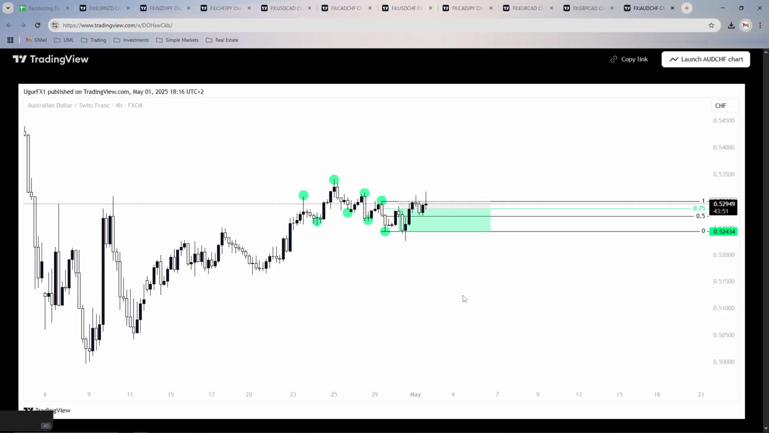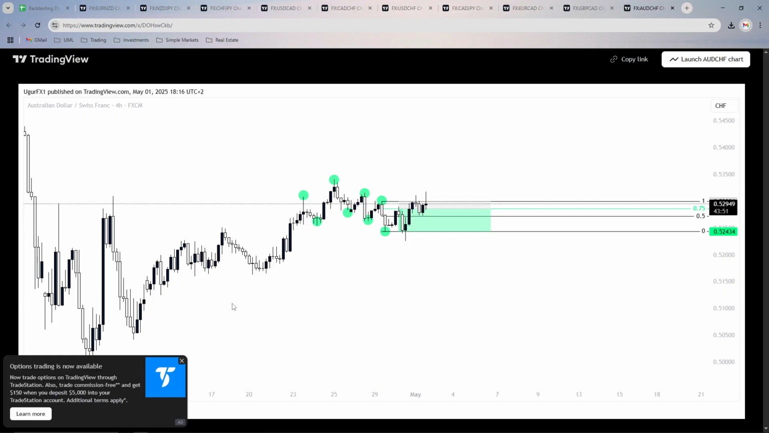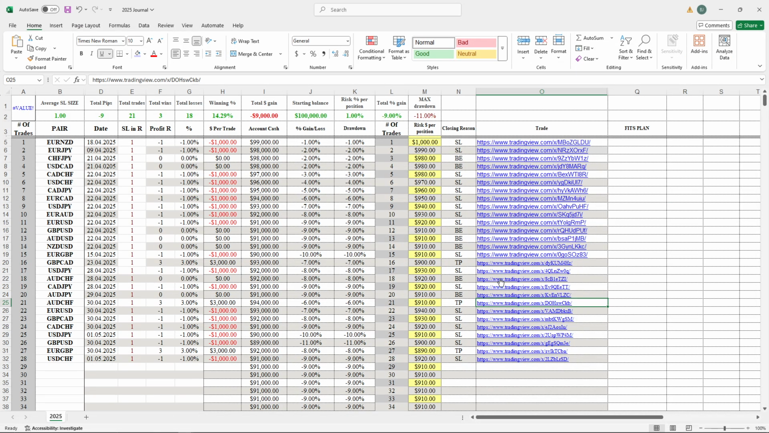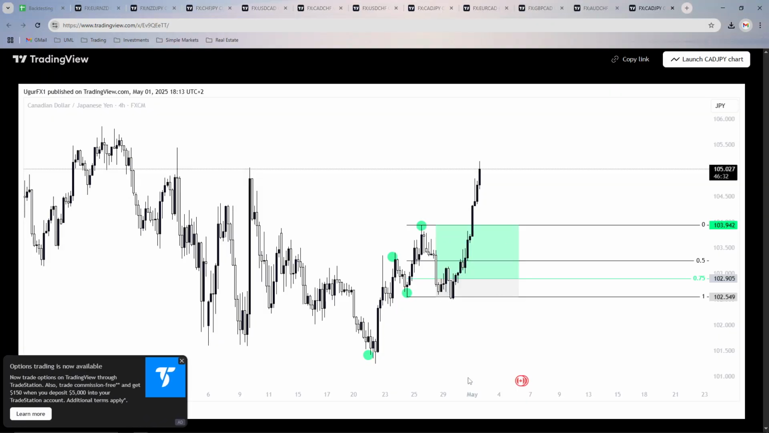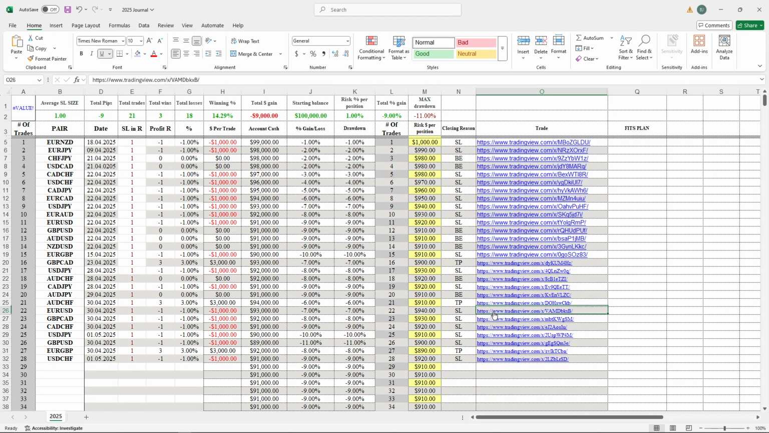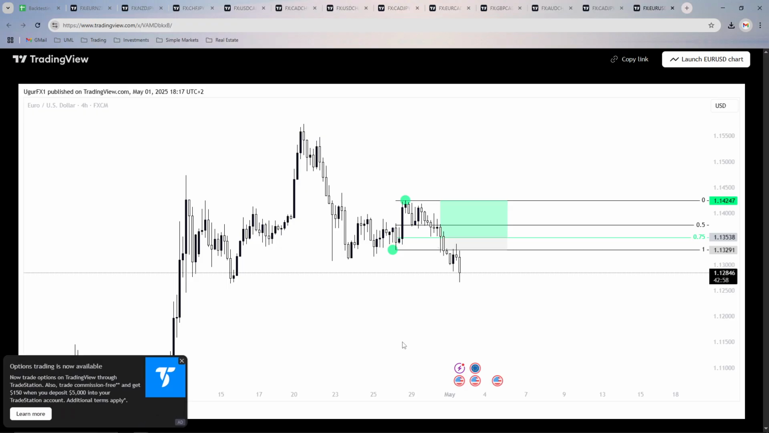AUD CHF, I did not take this one. Very aggressive range here though, but once again, pretty good trade. So to me, there's nothing that stands out too much here. This looks fantastic to me. So I would not be too hard on yourself. It definitely looks like a dip in that edge simply because it's been a rough month.